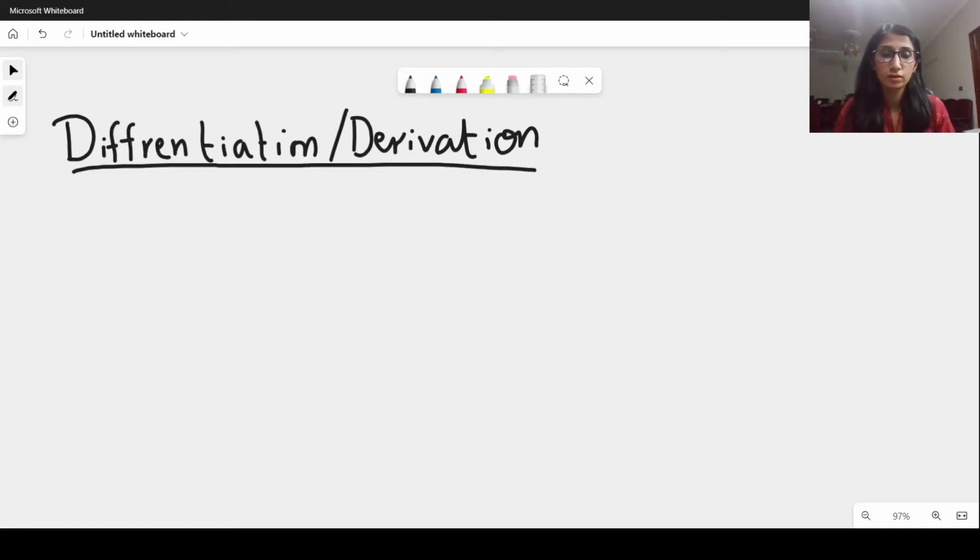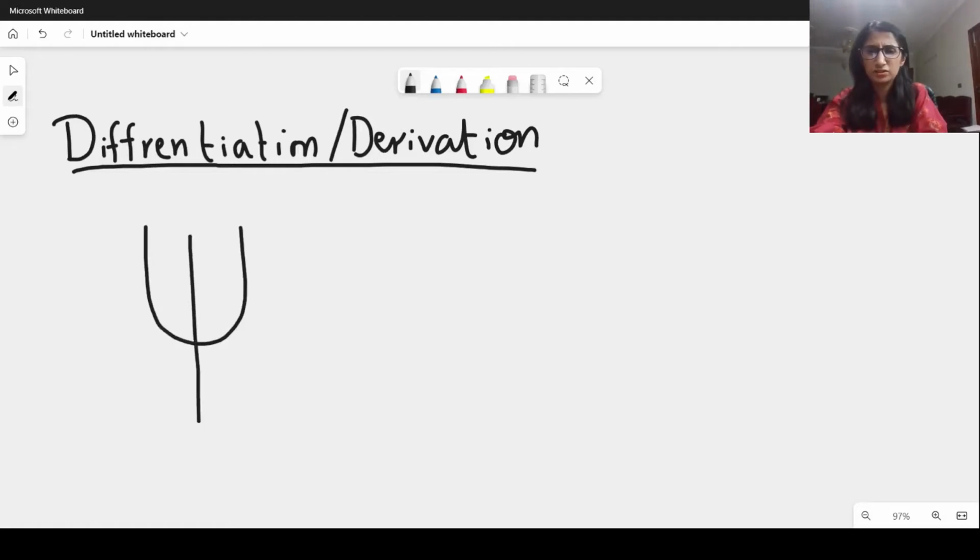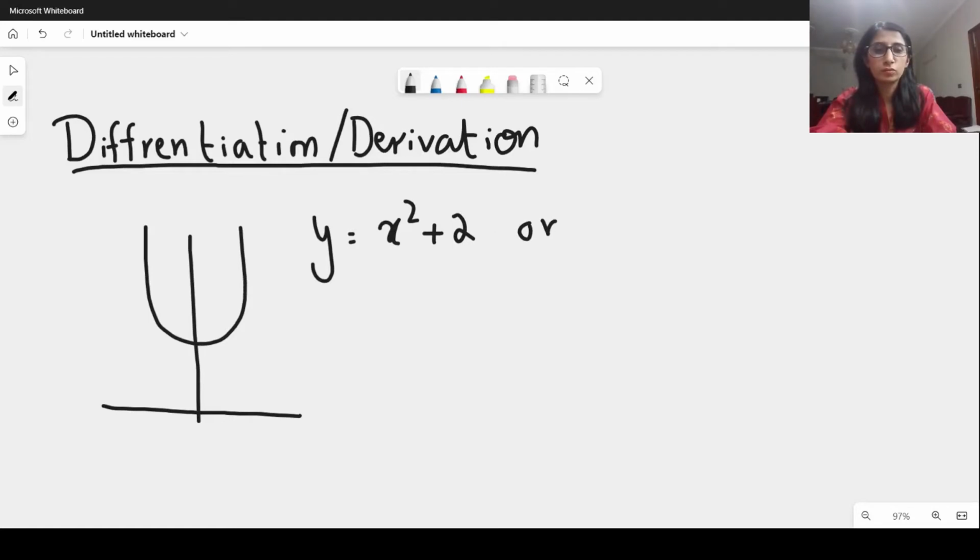Let's get started. So, what is derivation basically? If I draw a function, let's say any function, I'm just going to say y equals x square plus 2, or this could also be written as f(x) equals x square plus 2.